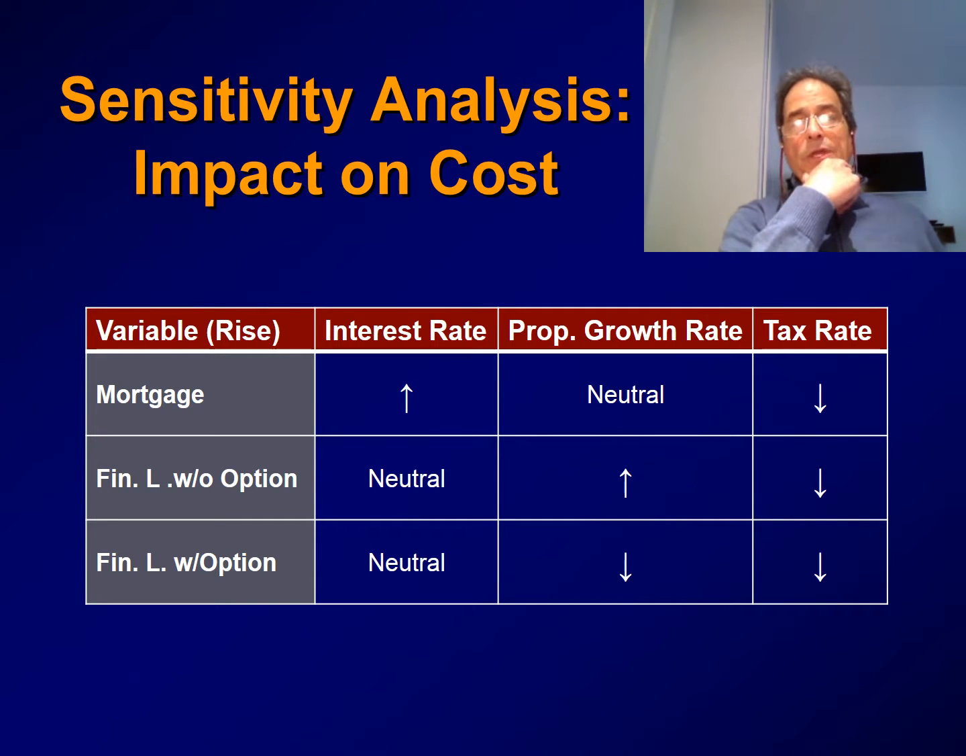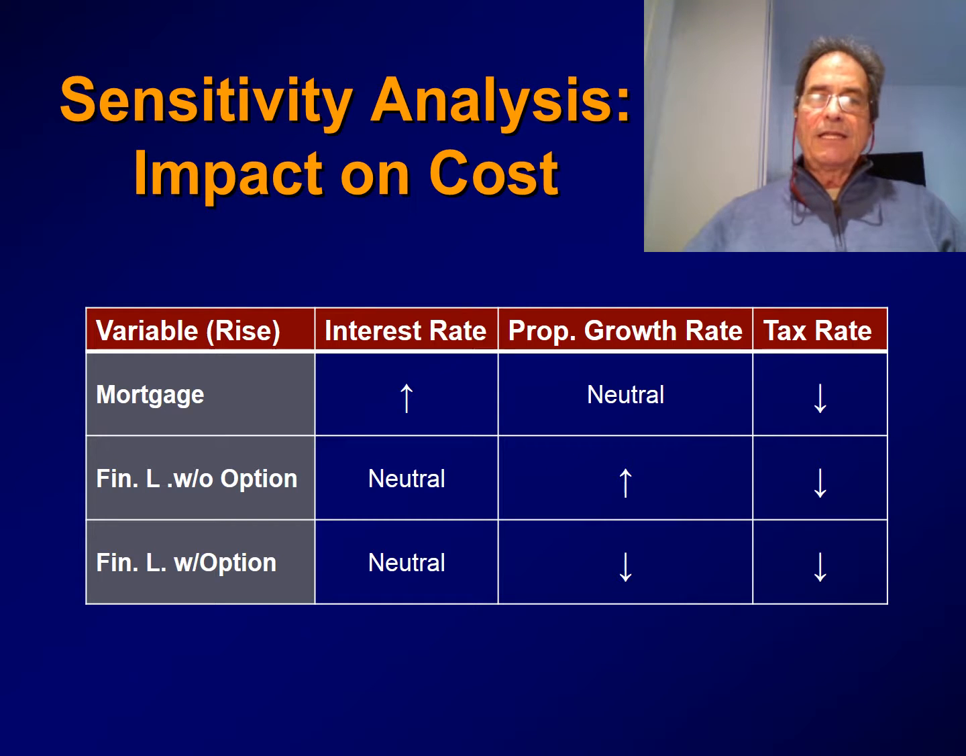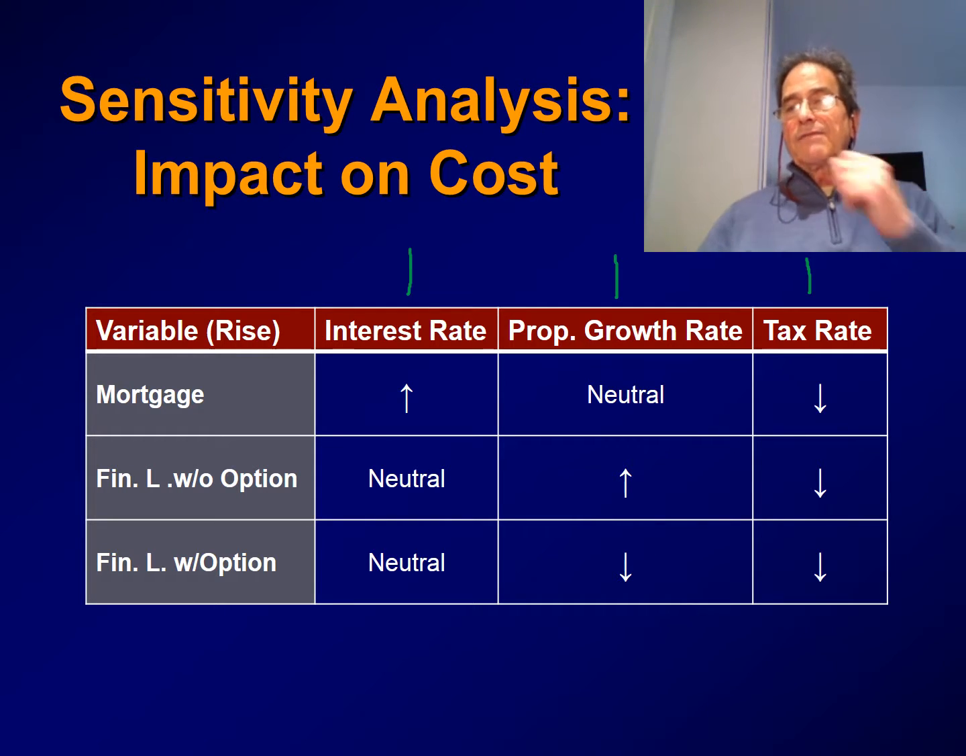Before showing the final results, we also did a sensitivity analysis to see how the cost of the different financing arrangements is affected by changes in some key variables. We selected the interest rate, the growth rate in the value of the property, and the tax rate. So we see that when interest rates rise, the cost of the mortgage increases, and the cost of the financial leases is not affected. When the growth rate in the property value rises, the mortgage is not affected, the cost of the financial lease without the option goes up, and the cost of the financial lease with the option to purchase goes down. And when the tax rate increases, the cost of all three financing alternatives goes down.